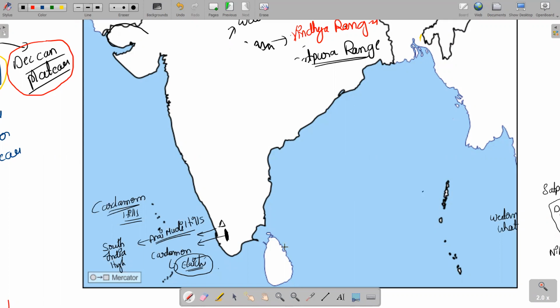And there is another hill called the Dodda Betta Hills, which is present below the Cardamom Hills. Remember, the Anaimudi Hills are above the Cardamom Hills, in the Annamalai Hills.